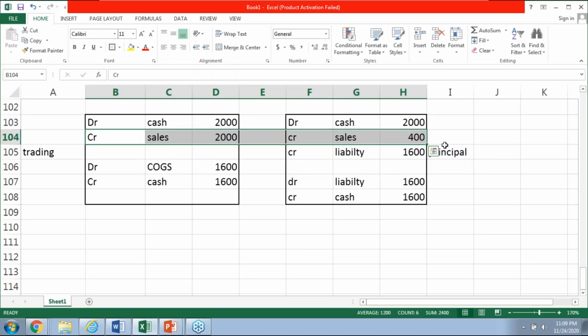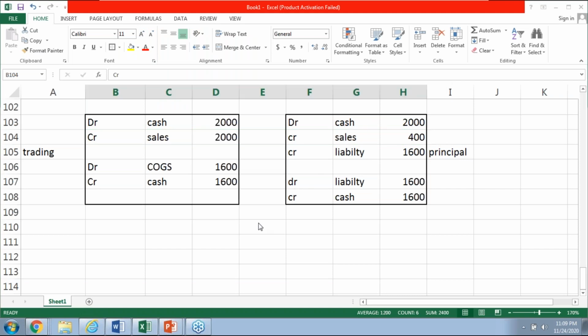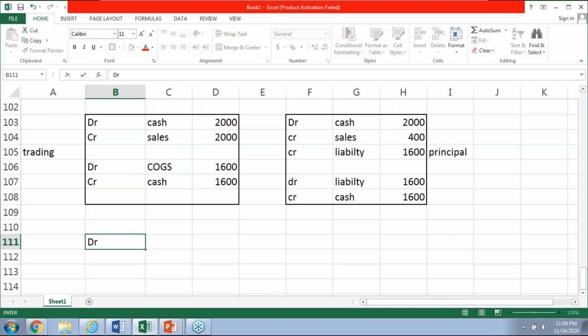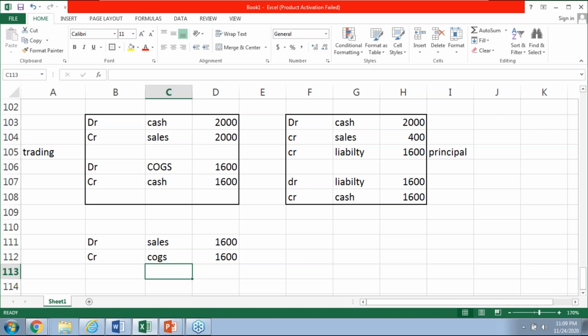The adjusting entry should be debit sales 1600, credit cost of goods sold 1600. So this will be the adjusting entry for this transaction.